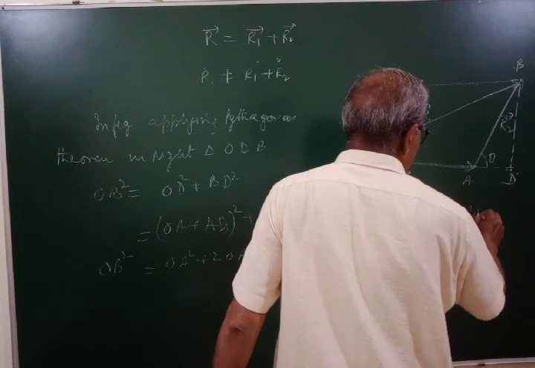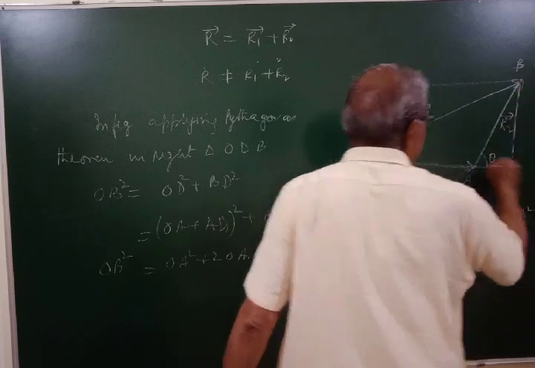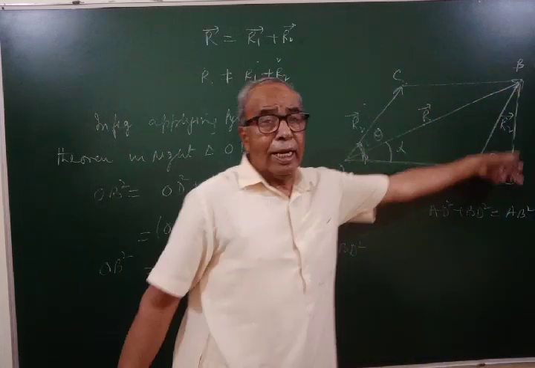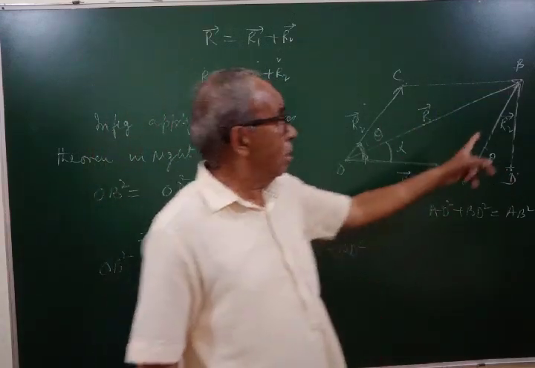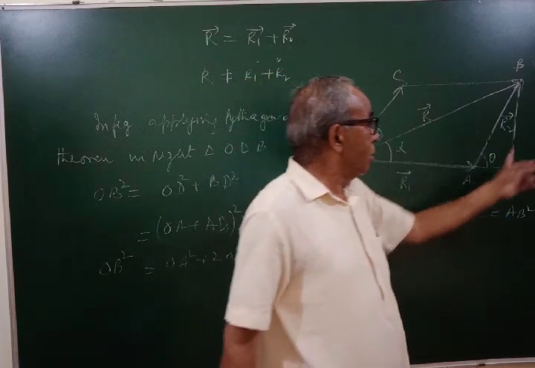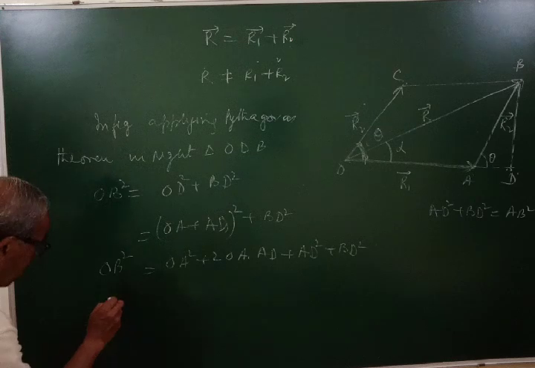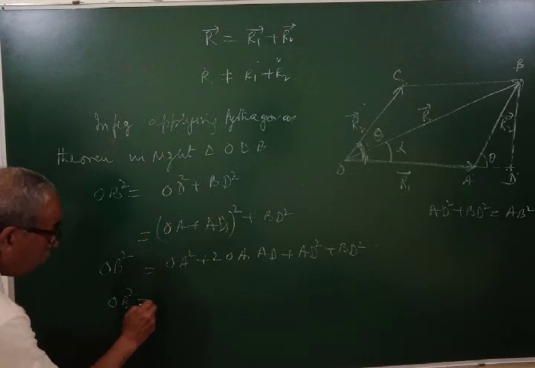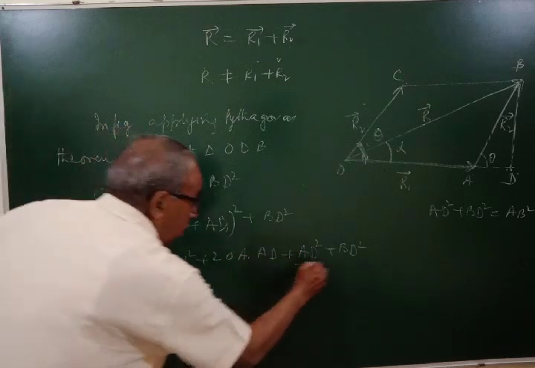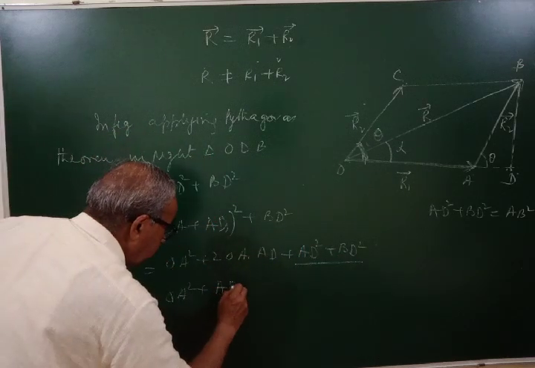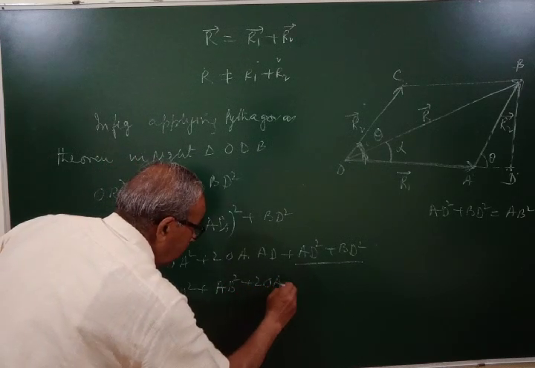AD square plus BD square is equal to AB square. Again it is a right triangle. ADB is a right triangle, this is the hypotenuse, and these are the two sides. So AD square plus BD square is AB square. So OB square is equal to OA square plus AB square, plus 2 OA into AD.